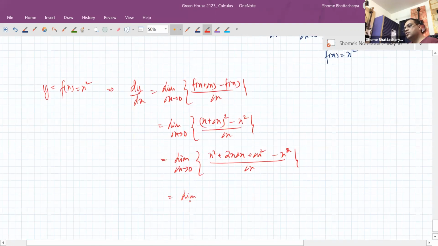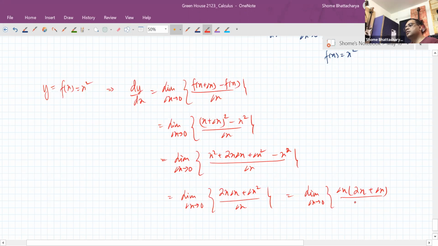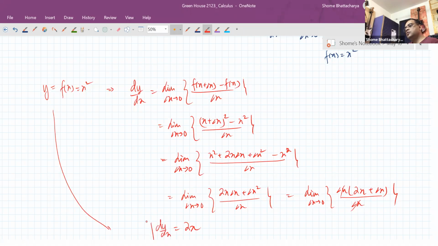Okay, so cancelling of the x square, you can see that we are left with 2x delta x plus delta x square in the numerator divided by delta x in the denominator. So again, I can take delta x common in the numerator. I can write this now as 2x plus delta x. So now this delta x is negligible compared to 2x. So this will become how much? It will become 2x. So for this function, it is becoming this.